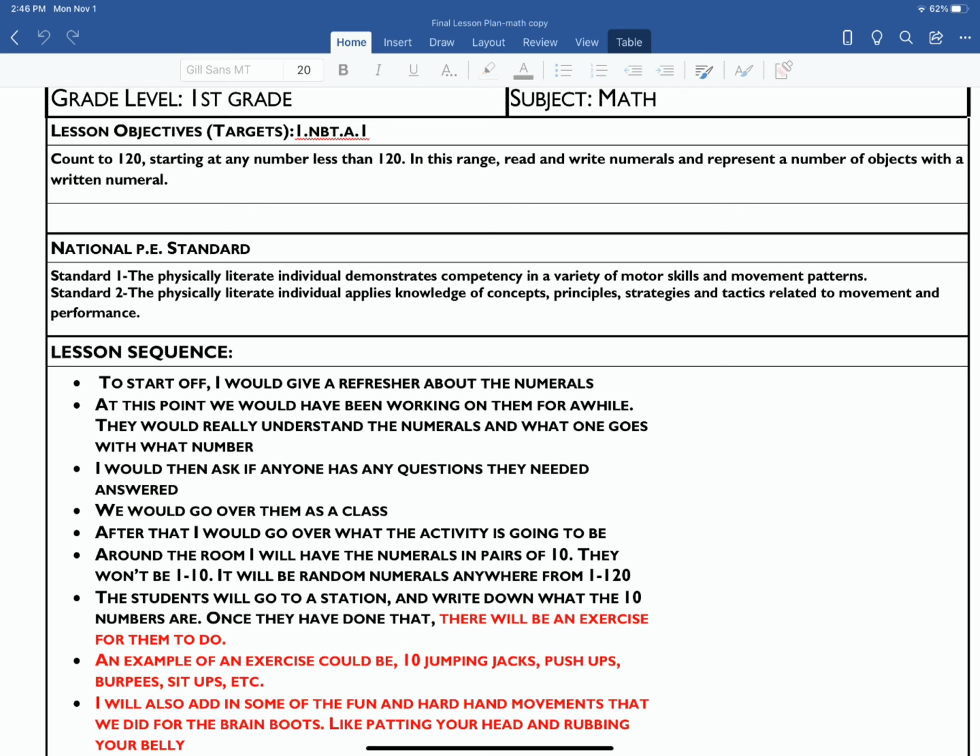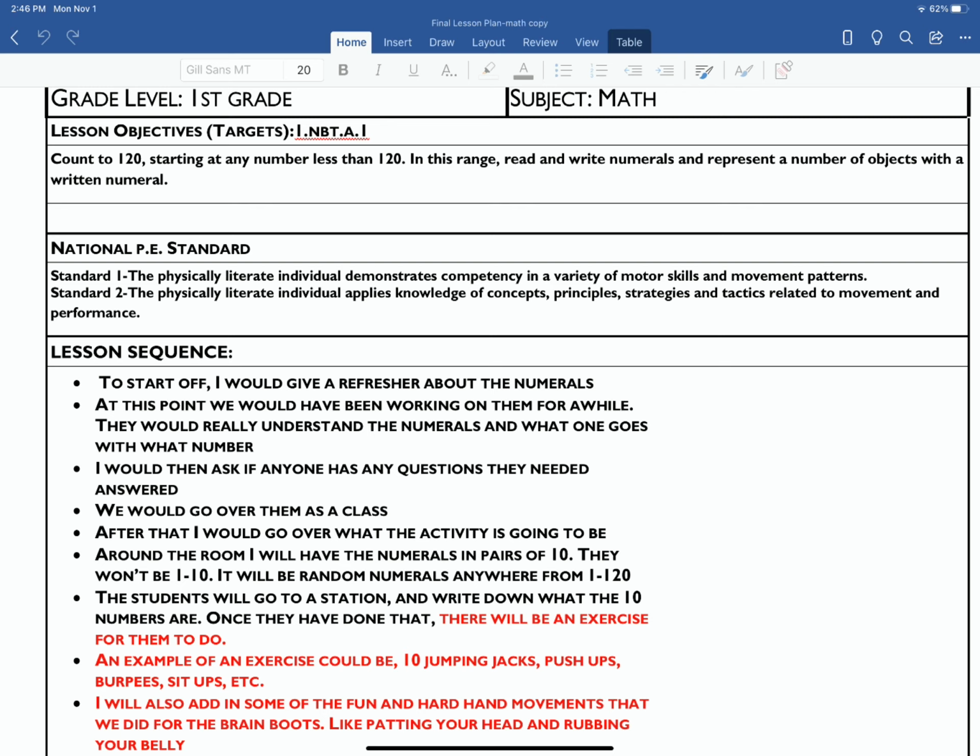I would then ask if anyone has any questions that they need answered. We would go over them as a class. Like I said, just a quick refresher, making sure that everybody really does understand. After that, I would go over what the activity is going to be. So the activity that I am going to be doing for my class is around the room.